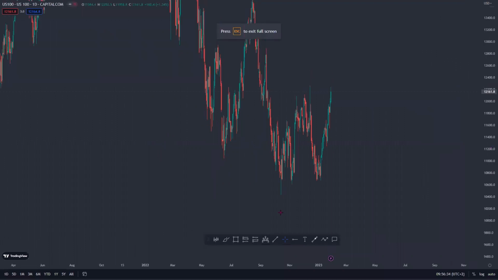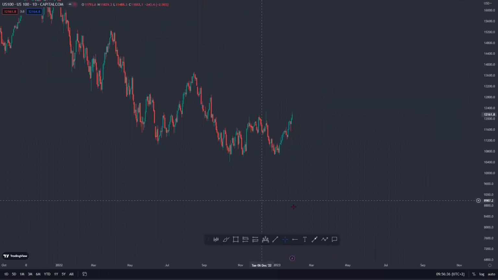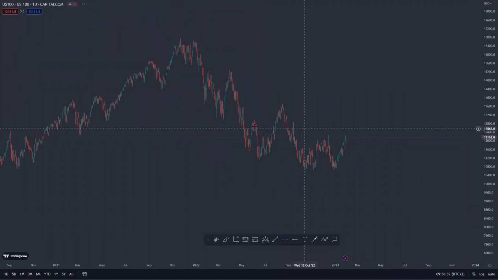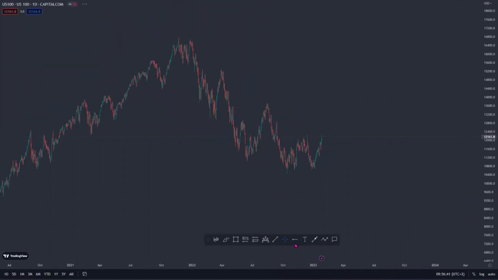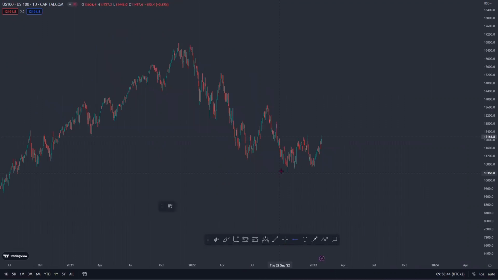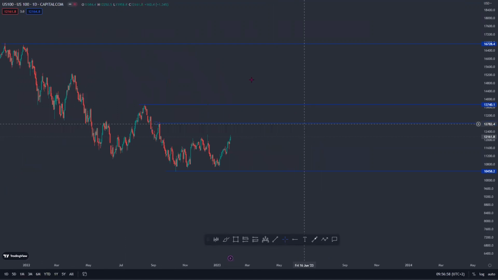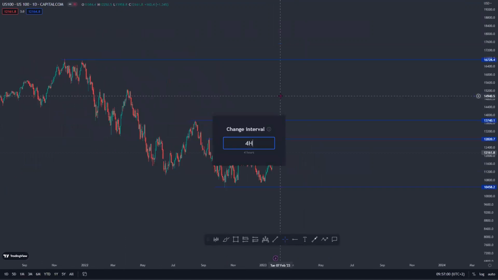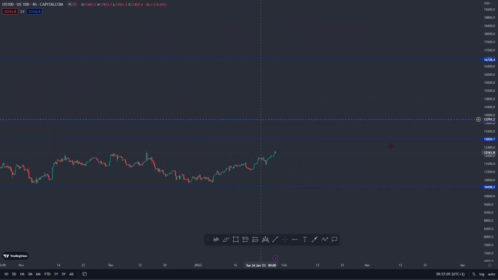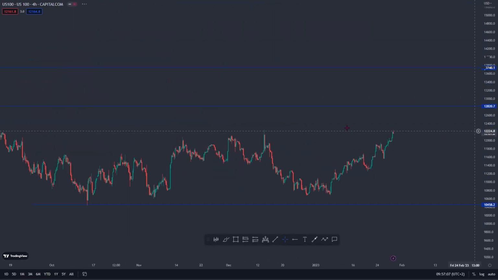We are on a daily time frame on Nasdaq, so you guys know how we do it. You mark your lowest low of the structure, you mark your highest high of the structure, and we mark our important key levels. Okay, another one is this one. So on Nasdaq, let's go to 4-hour and see what's up.